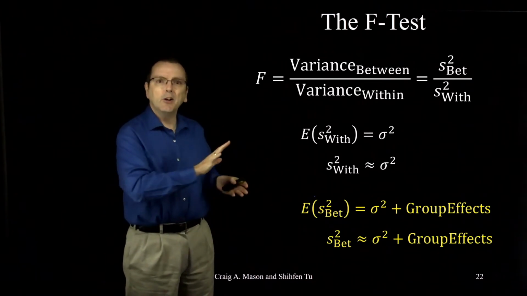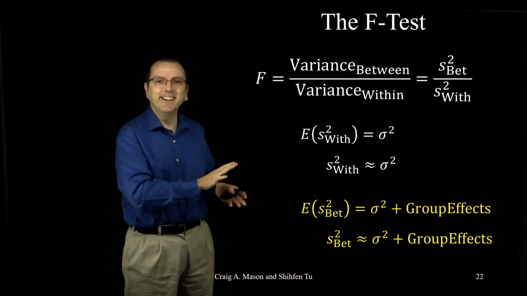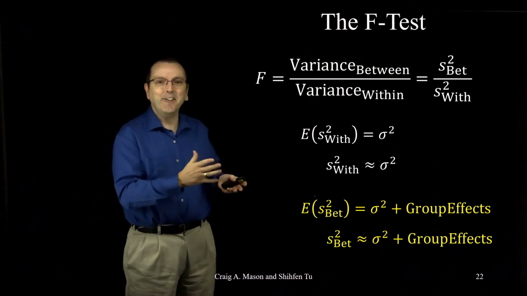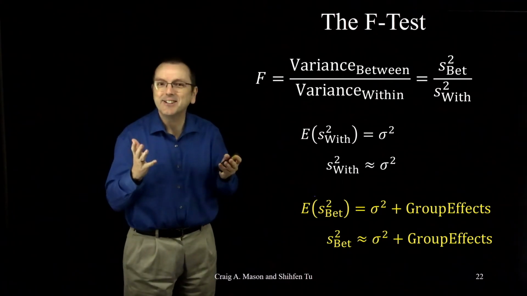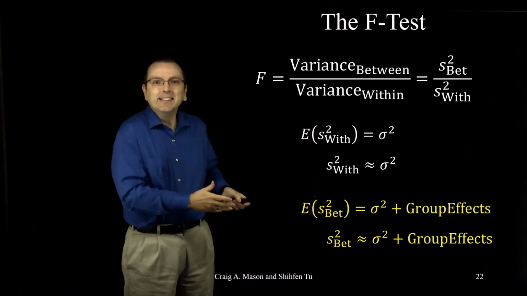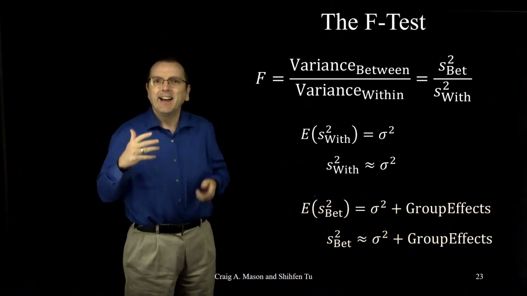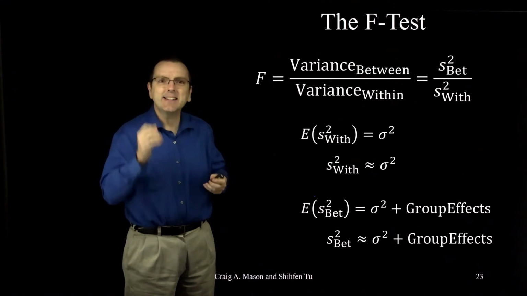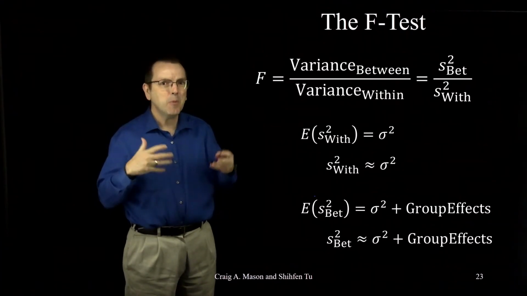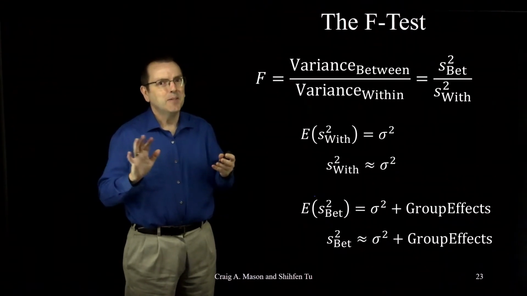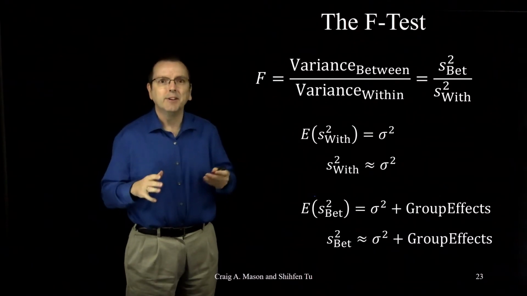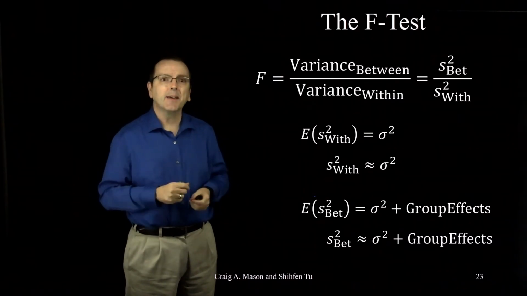Now, you might look at that and think, what the heck do you do with this sigma squared plus group effects thing? I mean, let's face it, it does make F a little more complicated and more than a little less intuitive than a Z or a T.